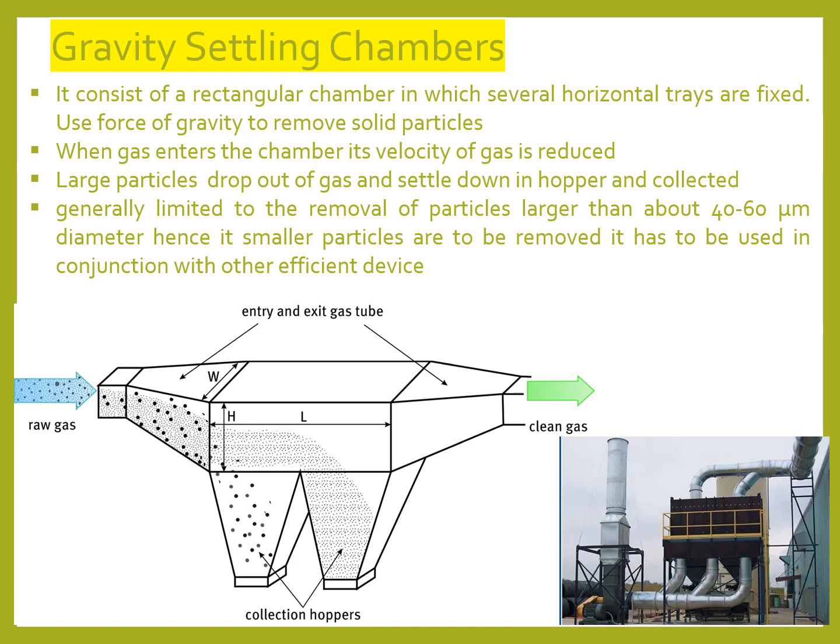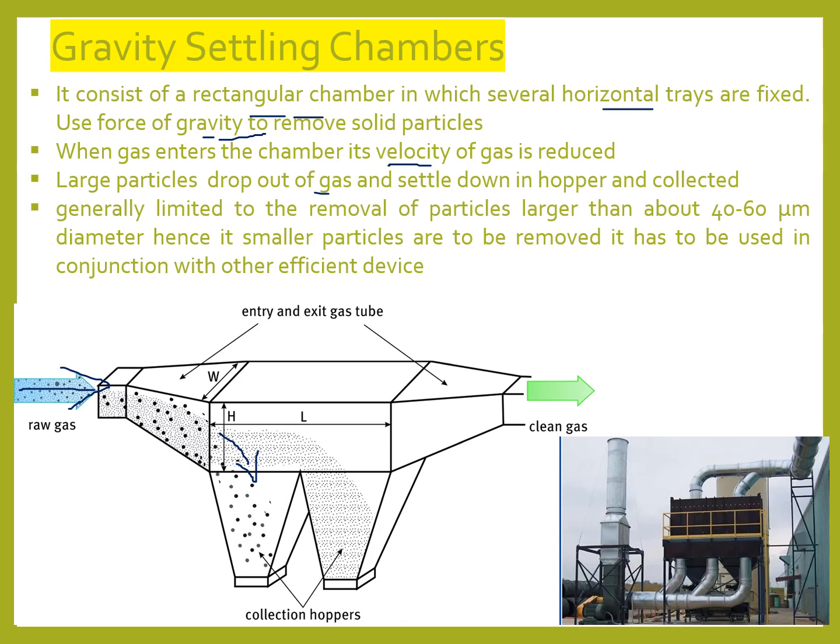So this figure shows the gravity settling chamber. So basically it consists of a rectangular chamber, in which several horizontal trays are provided. So this is the horizontal chamber, and here it uses the force of gravity to remove the solid particles. When this raw gas enters inside your chamber, its velocity is more, and due to the large surface, its velocity is reduced, and as the velocity is reduced, the large particles will drop out in the bottom collection hopper. So these large particles drop out of the gas and settle down in the hopper, and then they are collected.